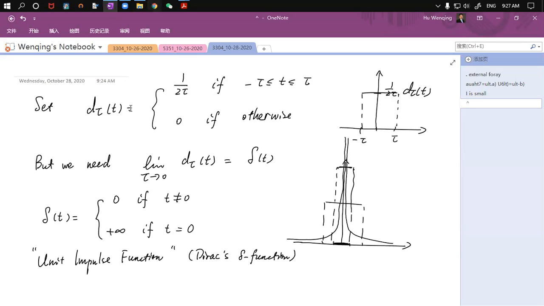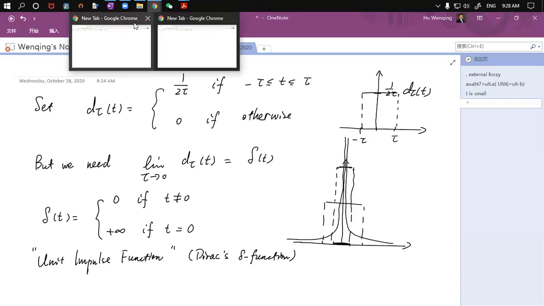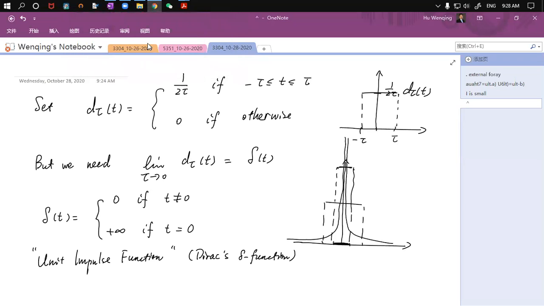Okay, so in order for you to gain a more vivid picture of what happens to the delta function, I would like to show you an animation from Wikipedia. Let's search for the delta function. Basically what I want to see is a dynamical process: when the interaction time becomes smaller and smaller, the magnitude of the force becomes larger and larger.